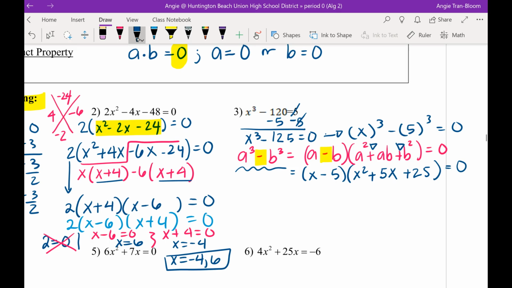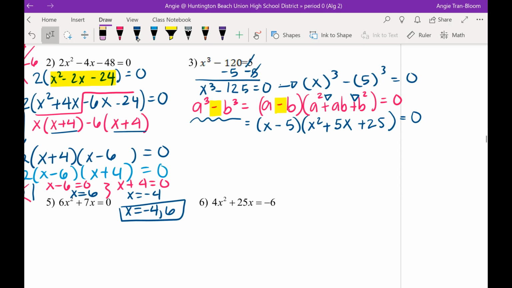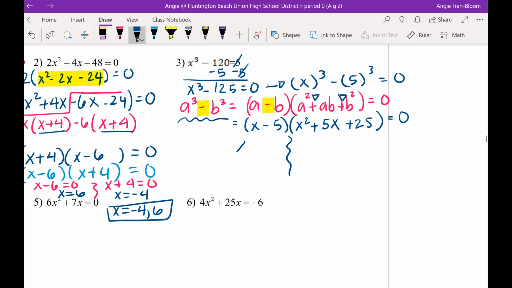Okay, now this is using the zero product property. And as you know, this is as far as you can go in factoring difference and sum of two cubes. So from here, we're going to take x minus 5 equals 0, x squared plus 5x plus 25 equal to 0. Is that okay with all of us? On the left, what does x come out to be? 5. Okay, x equals 5.